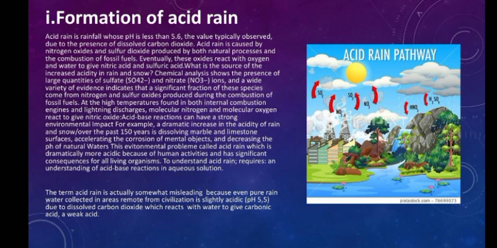Acid-base reactions can have strong environmental impact. For example, a dramatic increase in the acidity of rain and snow over the past 150 years is dissolving marble and limestone surfaces, accelerating the corrosion of metal objects, and decreasing the pH of natural waters, an environmental problem called acid rain, which is dramatically more acidic because of human activities and has significant consequences for all living organisms. To understand acid rain requires an understanding of acid-base reactions in aqueous solution.